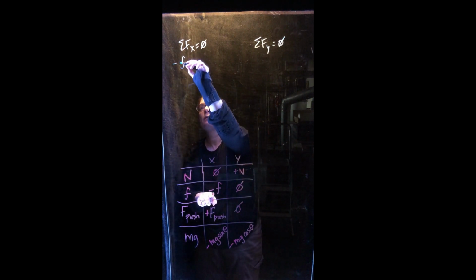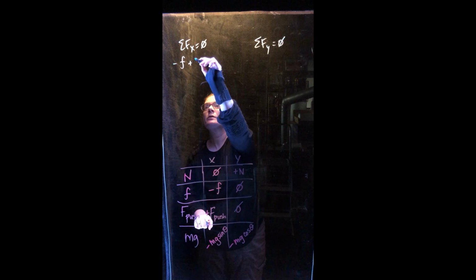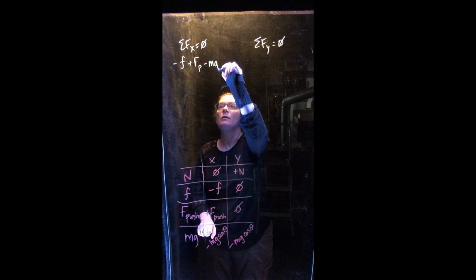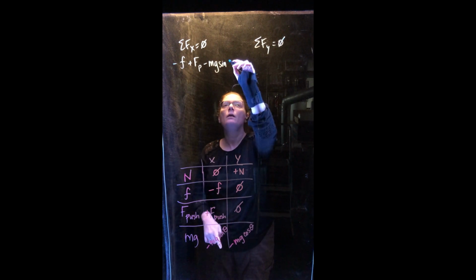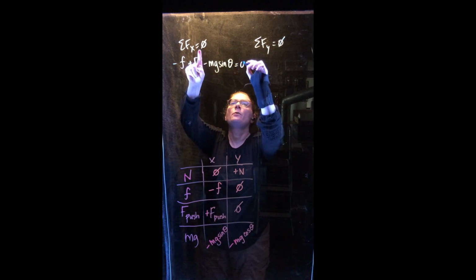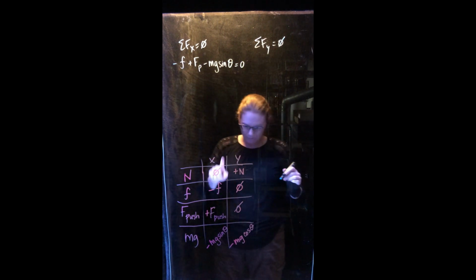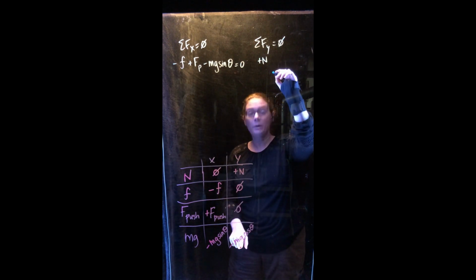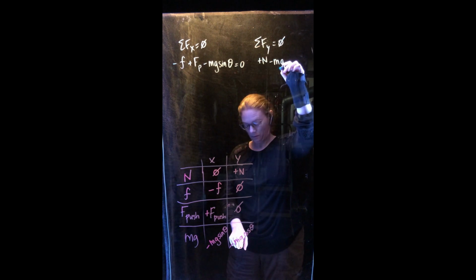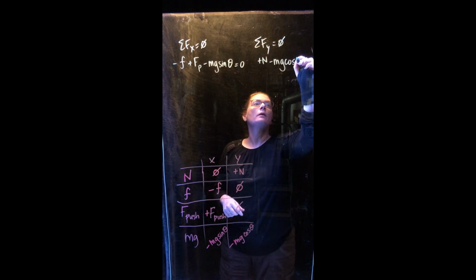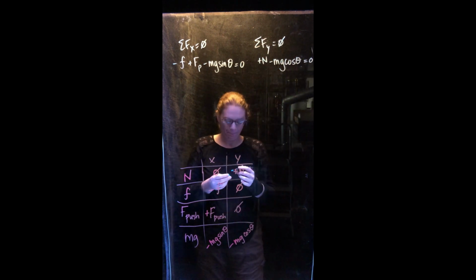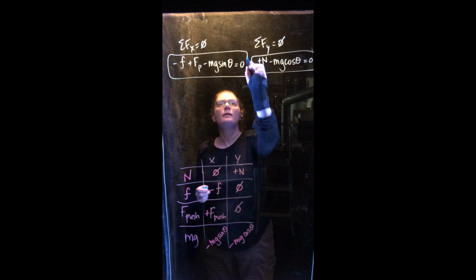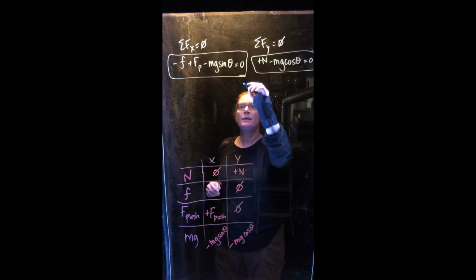Negative friction plus the pushing force minus mg sine theta, and then that equals 0. Y direction, plus normal, nothing, minus mg cosine theta equals 0 again. Okay, again, these two equations are the key for solving force problems.